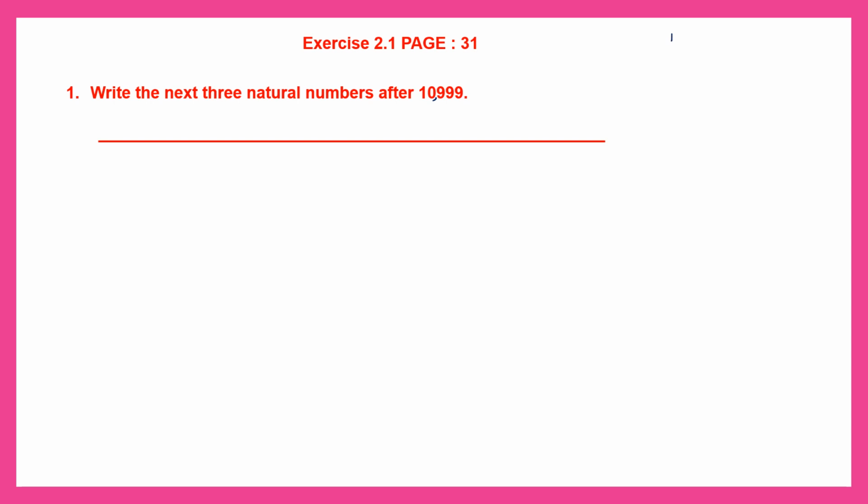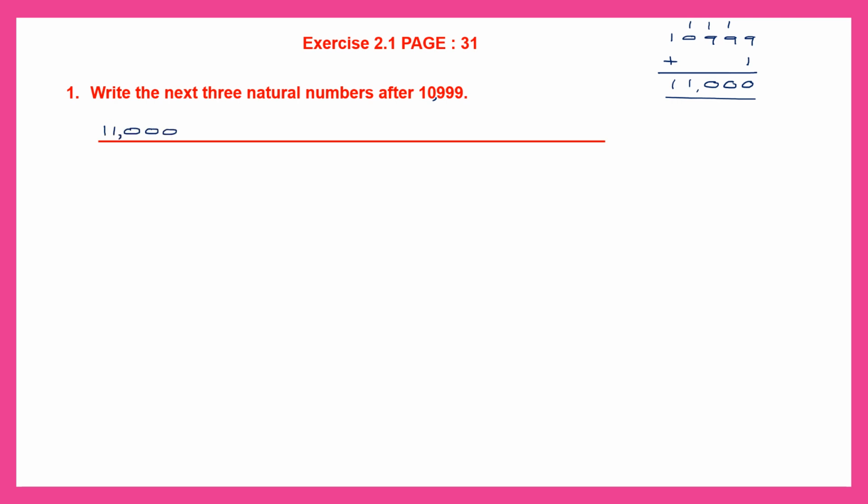So we start with this number 10,999 and let's add 1 to this. So 9 plus 1 is 10, carry 1. 9 plus 1 is 10, carry 1 again. 9 plus 1 is 10, carry 1. So we bring that 1 down and 1 here. So what do we have here? We have 11,000. So that's the first number.